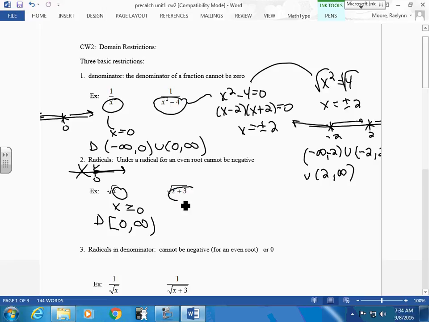Same thing here. This is nice because it actually builds your domain. Greater than or equal to 0. It can't be negative, so solve. X has to be greater than or equal to negative 3. So your domain, and I'm allowed to have a 0 under my square root. Square root of 0 is 0.